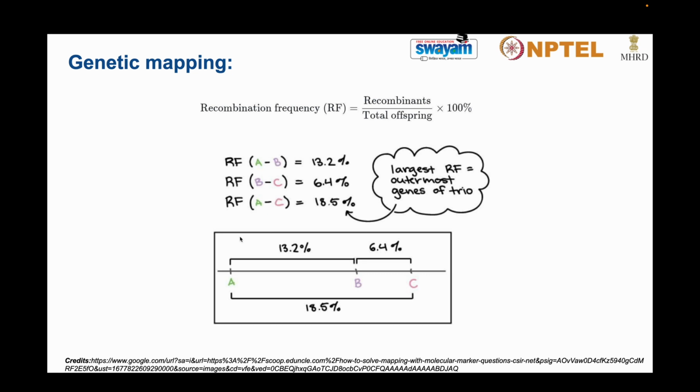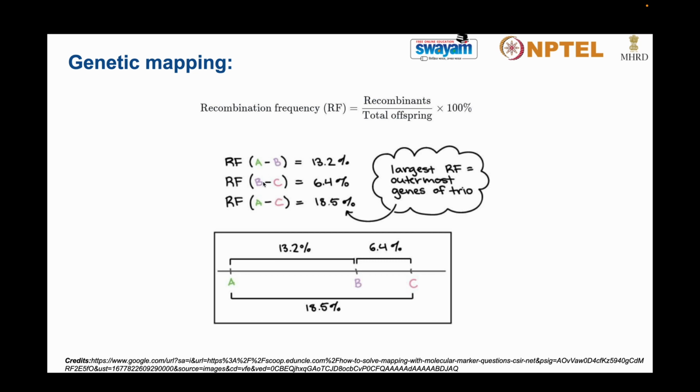For example, in this case there are three genes present, A, B and C. The recombination frequencies between AB, BC and AC are given. You can see the largest recombination frequency is 18.5, between A and C, which means the higher the recombination frequency, the greater the distance, because they can now easily recombine. That means they should lie farther from one another. So we can see clearly that A and C lie farther apart.